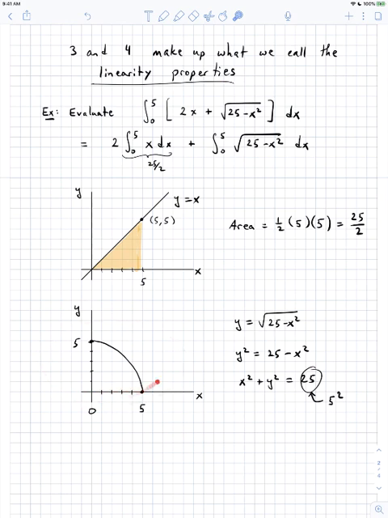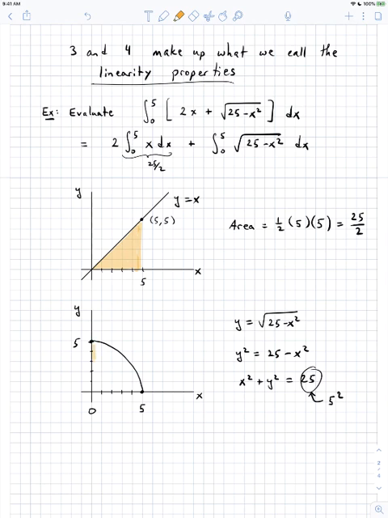We're only looking at the top half of the circle because our equation is y equals the square root of 25 minus x squared. The square root symbol indicates the positive square root. This is sometimes called the principal square root, but it's the positive square root. So we're only looking at the positive part. So we're only looking at the top half of the circle.